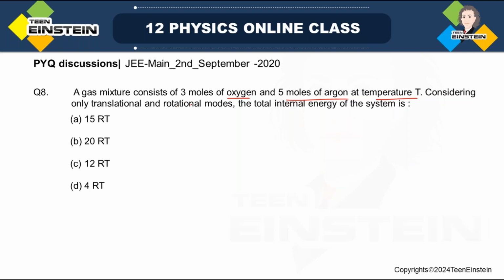So a gas mixture consists of 3 moles of oxygen. Oxygen is actually a diatomic molecule, and argon is a monoatomic gas. To find the internal energy, you know what it is? Internal energy is half into degrees of freedom F into N into R into T. N is the number of moles, F is the degrees of freedom, T is the temperature, and R is the universal gas constant. So this is the formula for internal energy.